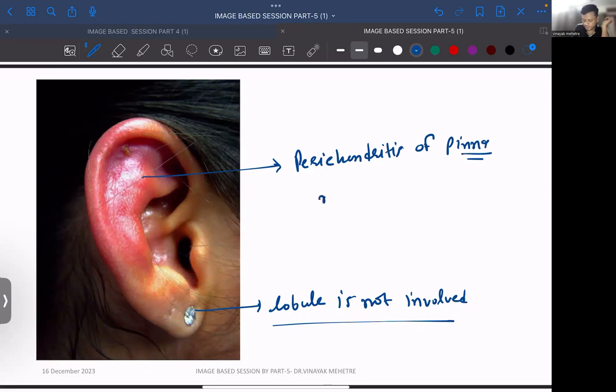Okay, the most common organism causing perichondritis is Pseudomonas. Pseudomonas is the most common organism causing perichondritis of the pinna. What is not involved? The lobule is not involved.